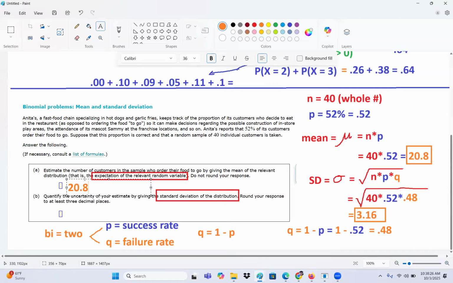And then the spread is 3.16, right? So we have 40 of them. You should expect to have around 20 or 21 people, the other customers, order their food to go, right? And the spread would be 3.16.